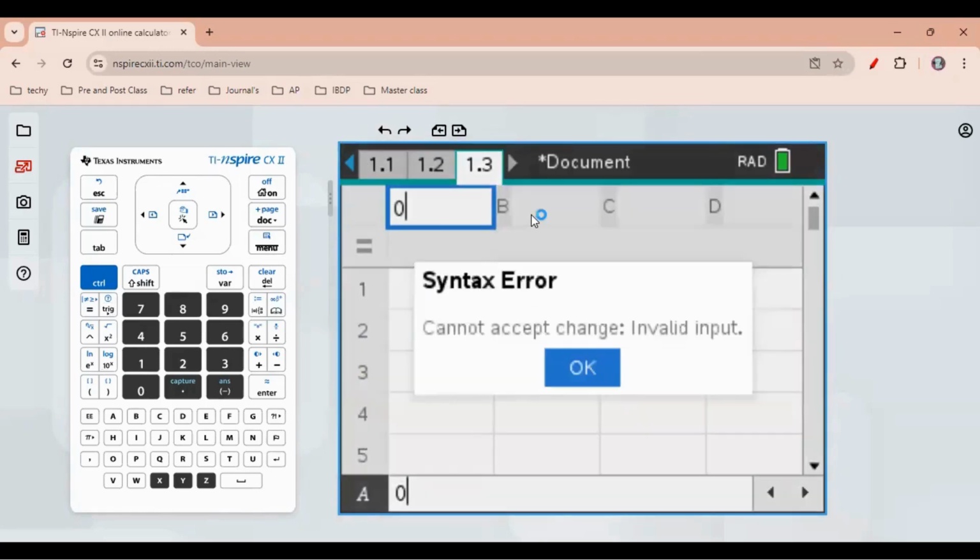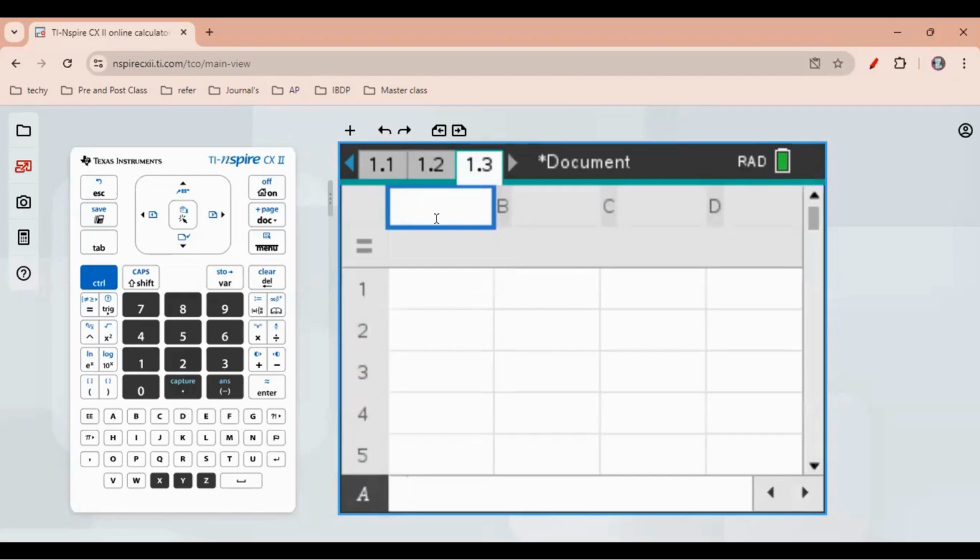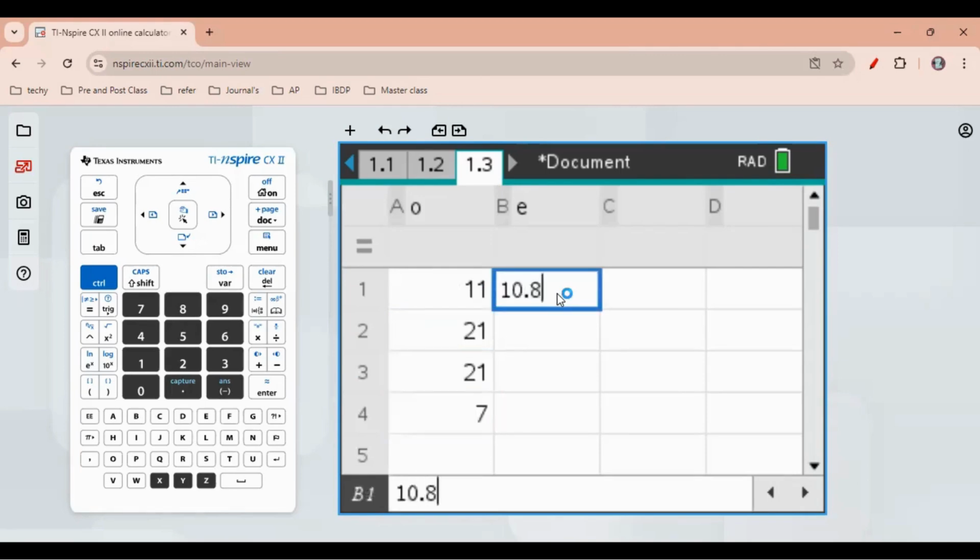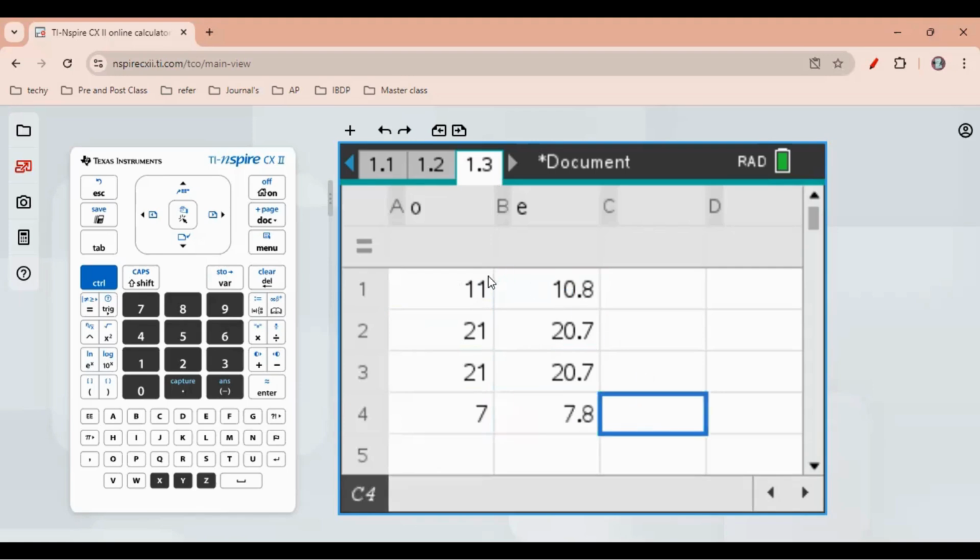Observed frequency, I'm naming it as O, and expected frequency, that list I'm naming it as E. So observed frequency is 11, 21, again 21 and 7 in this particular case. Expected frequency: 10.8, 20.7, 20.7 again, 7.8. So we have this.